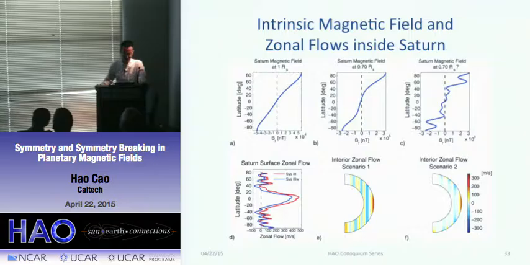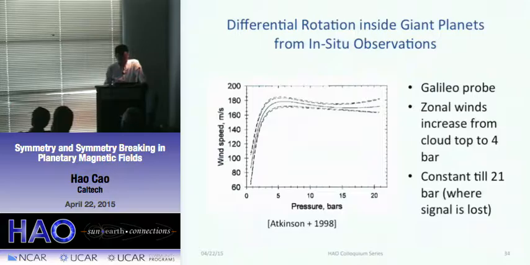And a central question here for giant planets: we observe those zonal flows on the surface of the giant planet, but we actually don't know how deep those flows are. For the sun, from helioseismology, we know the zonal flows are in the entire convective zone and sharply truncated at the tachocline. For a giant planet, we actually don't know. And so there are two competing pictures.